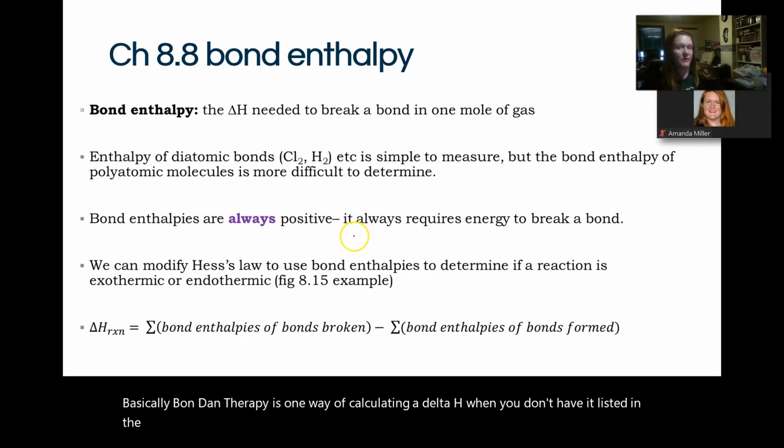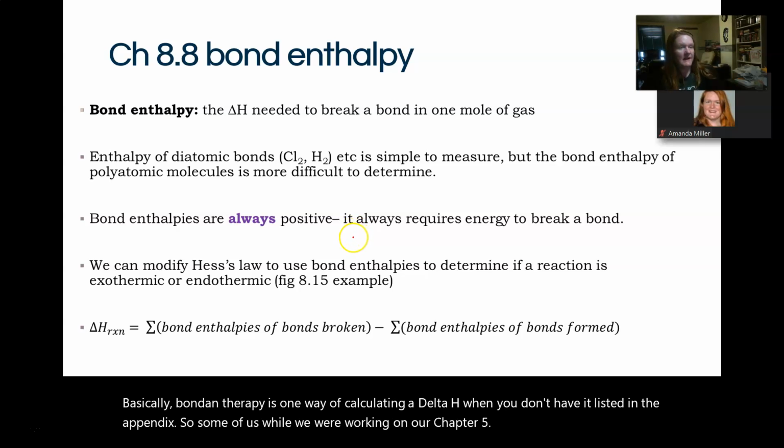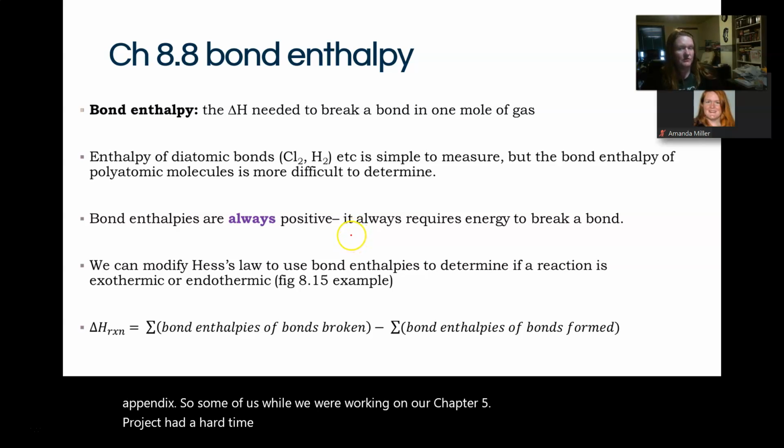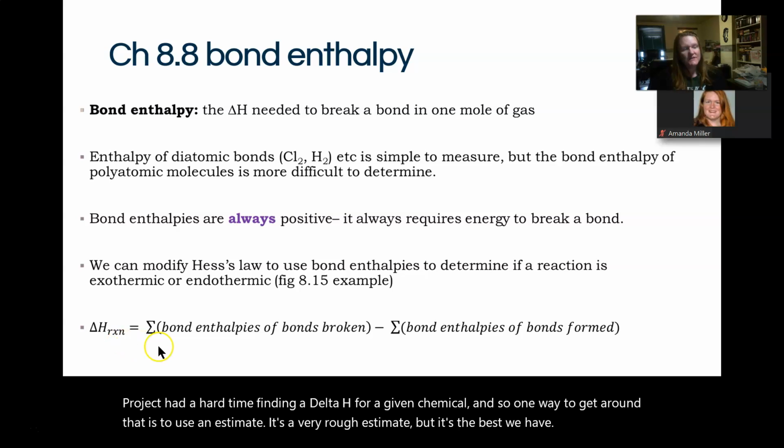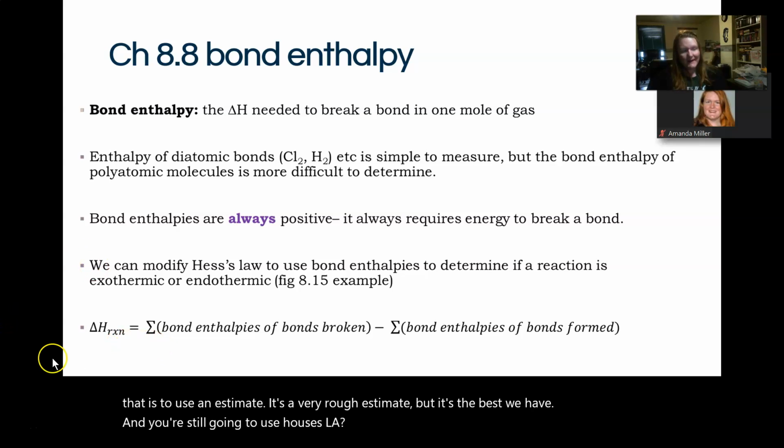So some of us, while we were working on our chapter 5 project, had a hard time finding a delta H for a given chemical. And so one way to get around that is to use an estimate. It's a very rough estimate, but it's the best we have. And you're still going to use Hess's law in a way, all right?